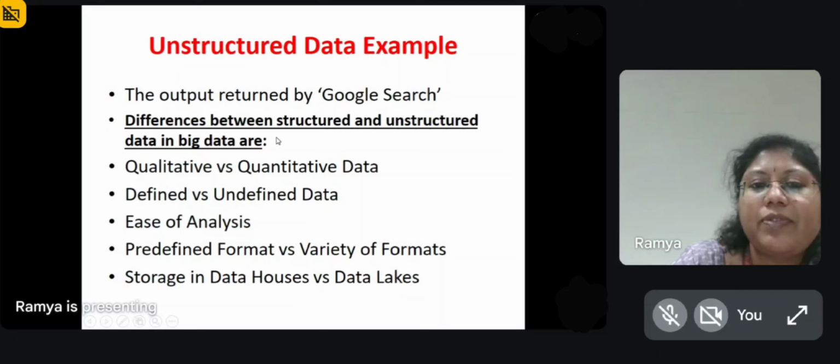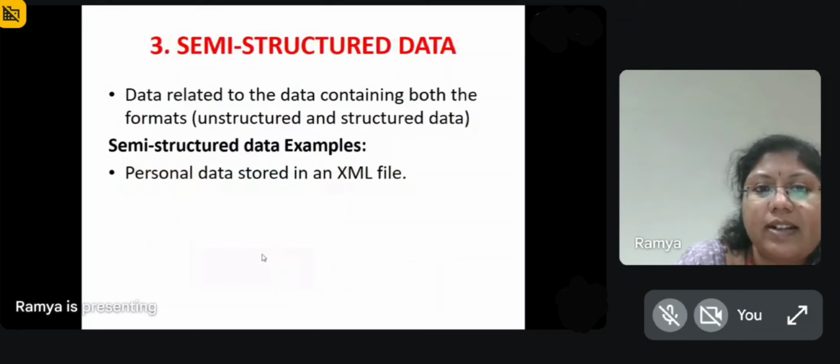Now we'll see about the difference between the structured as well as the unstructured data. One is qualitative and this is considered to be quantitative. So it is defined, whereas in big data it is considered to be undefined. So ease of analysis in a relational database system and in a predefined format in normal traditional systems, whereas a variety of formats is supported in big data. It is stored in data warehouses, whereas it is stored in data lakes. So these are the differences between structured as well as unstructured data.